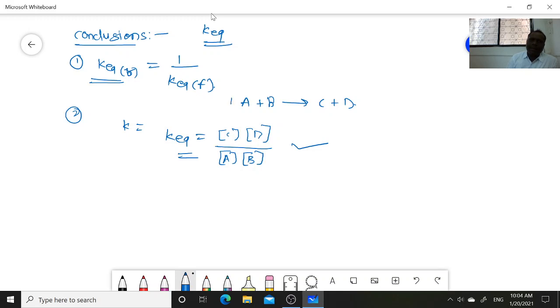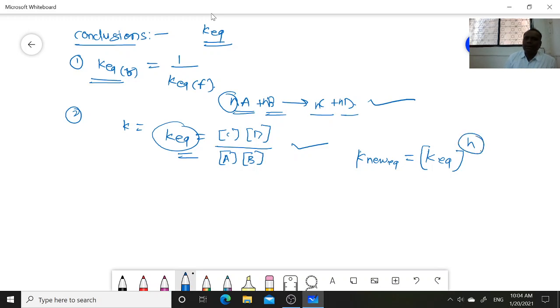Now if you multiply this reaction by any factor n, any number, then the new equilibrium constant K new equilibrium is equal to K equilibrium raised to the power n. Whatever factor we multiply to this reaction, the new equilibrium constant is equal to the previous K equilibrium raised to the power n. Right. This is another conclusion for this equilibrium constant.